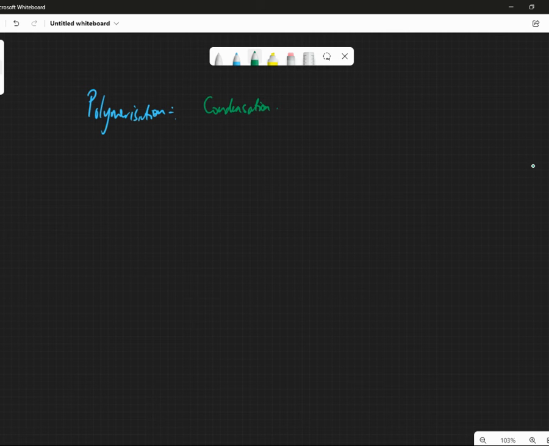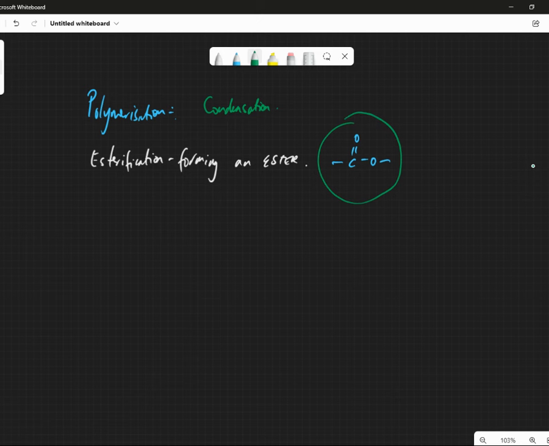Oh, that's weird. Anyway, so we're looking at condensation polymerization. Now, before we have a look at this, we have to look at a very specific reaction called esterification. Okay, and obviously, as the name suggests, it's forming an ester. Now, an ester is an organic molecule that has this functional group. Okay, this is the ester functional group. This thing here. Okay, if you see that, the thing is an ester.